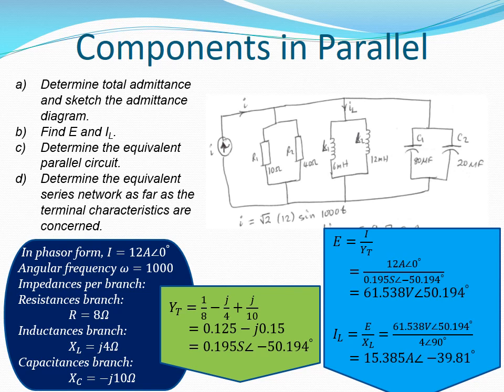The current through the inductance branch is equal to the supply voltage over the impedance of the inductance branch, and we obtain it as 15.385 amps at an angle of minus 39.81 degrees.